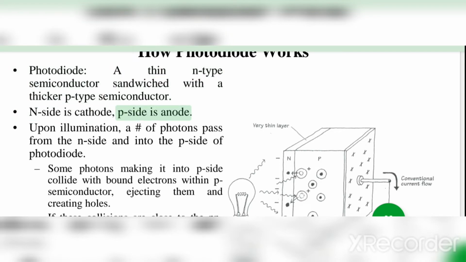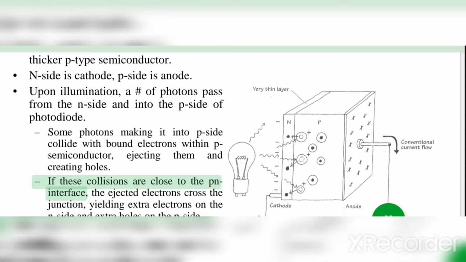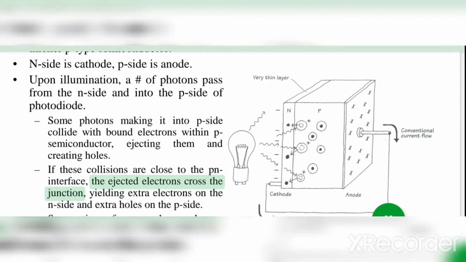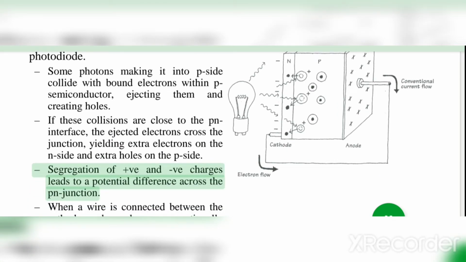The N-side is the cathode, the P-side is the anode. Upon illumination, a number of photons pass from the N-side and into the P-side of the photodiode. Some photons making it into the P-side collide with bound electrons within the semiconductor, ejecting them and creating holes. If these collisions are close to the interface, the ejected electrons cross the junction, yielding extra electrons on the N-side and extra holes on the P-side. Segregation of plus and minus charges leads to a potential difference across the P-N junction.